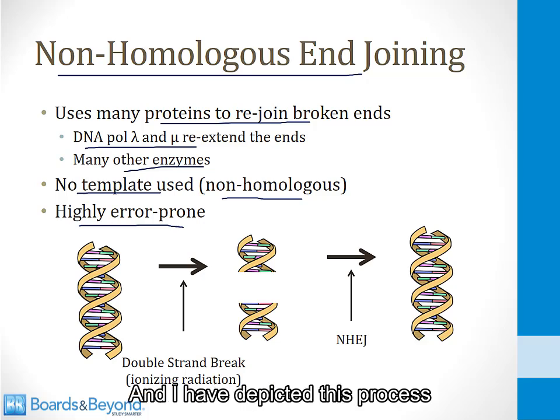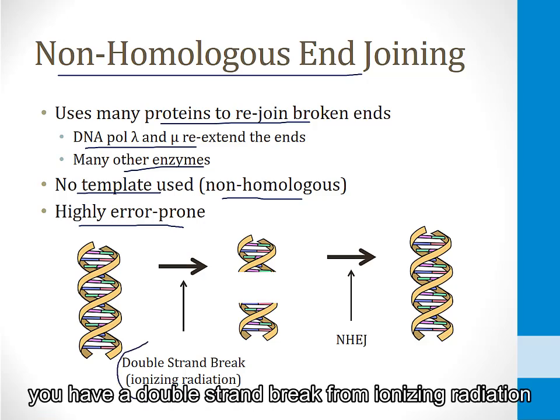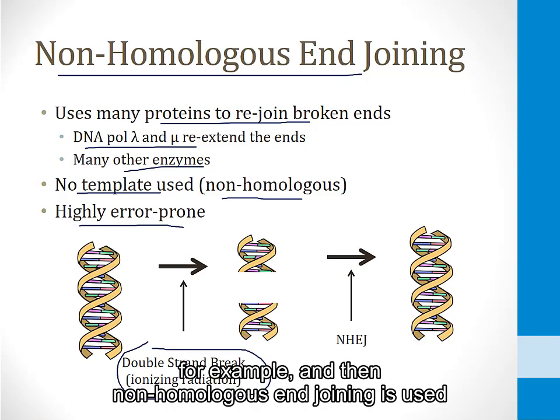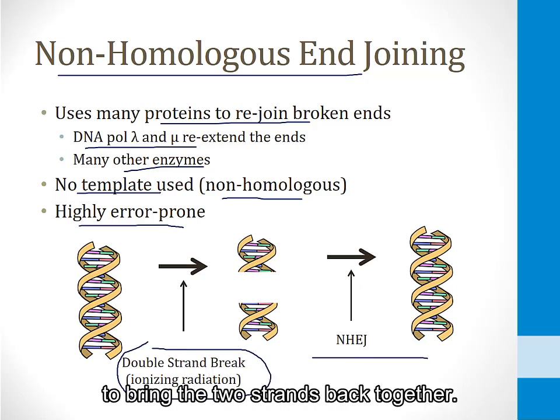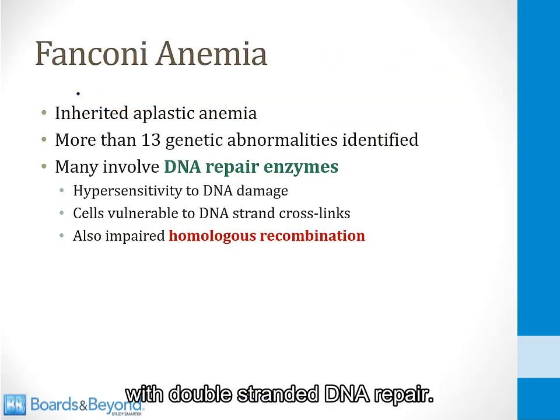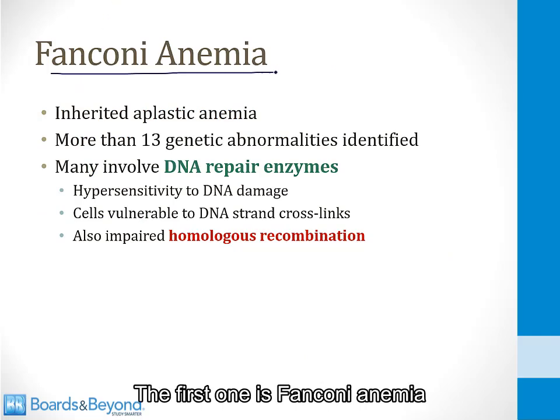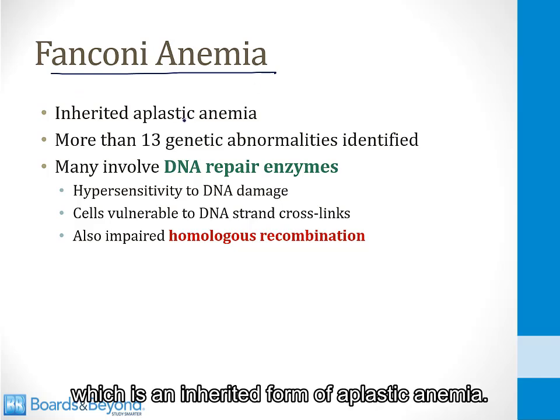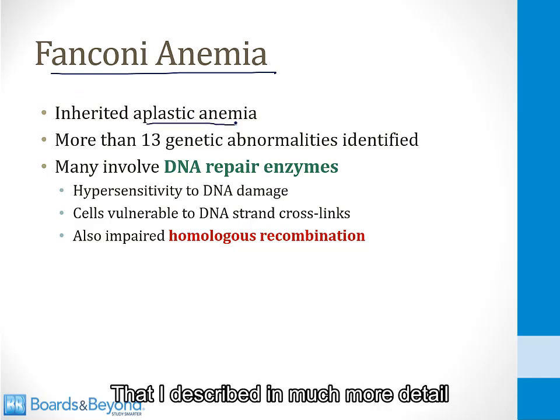And I've depicted this process at the bottom of the screen. You have a double-strand break from ionizing radiation, for example, and then non-homologous end joining is used to bring the two strands back together. There are a couple of clinical tie-ins with double-stranded DNA repair, so let's talk about those now. The first one is Fanconi anemia, which is an inherited form of aplastic anemia that I describe in much more detail in videos in the hematology section.